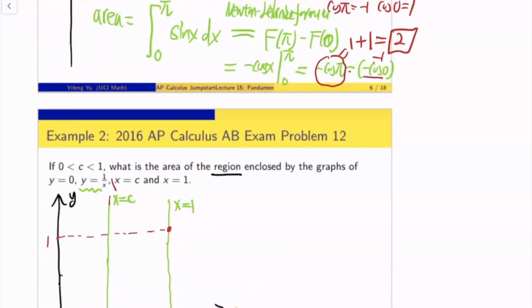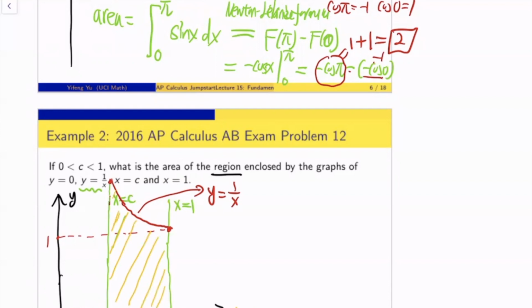So this is the part of the graph we're looking for. It's y equals 1 over x. What is the region we're looking for? We are looking for this one. It's bounded by y equals 0, x equals 1, x equals c, and below the graph y equals 1 over x.